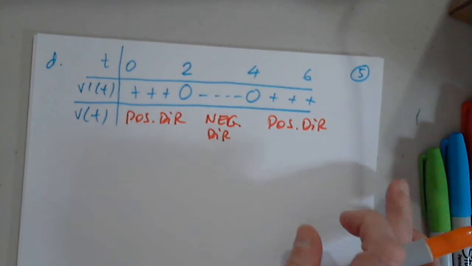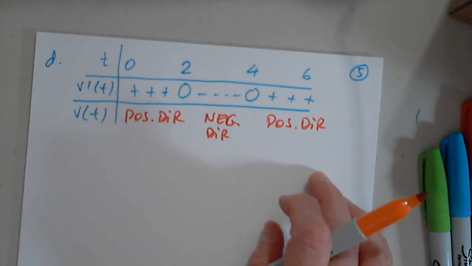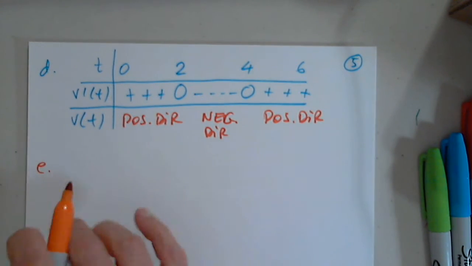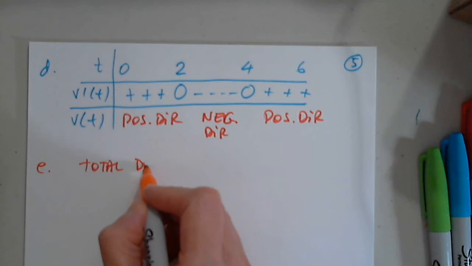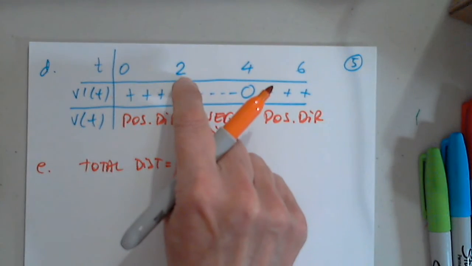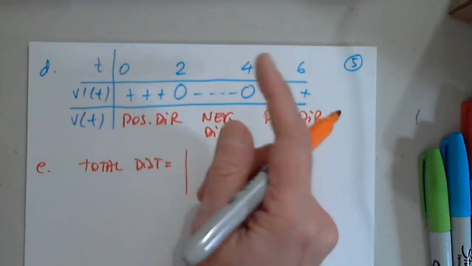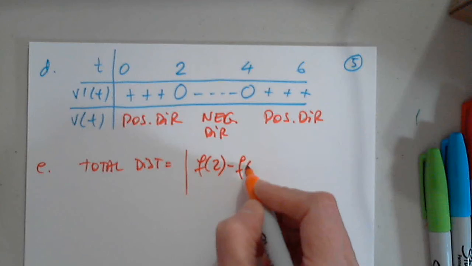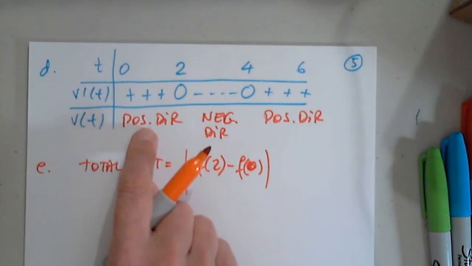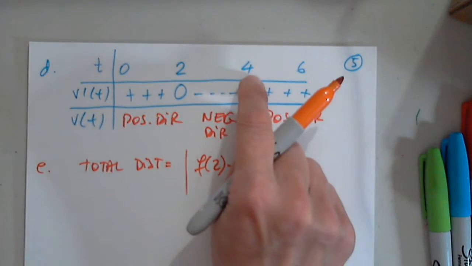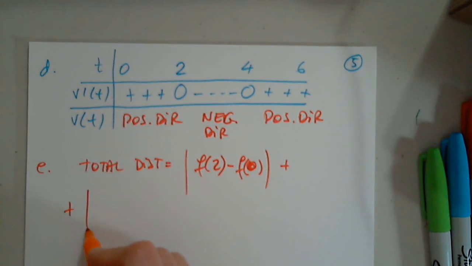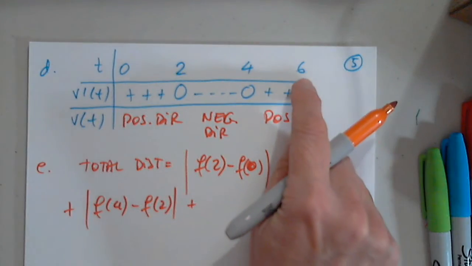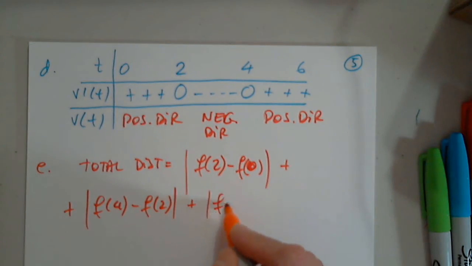We had two problems like this in class. I'm hoping, again, I always hope that my students go back and redo them after class. So in part E, the total distance is S of 2, or F of 2 if you want, it's the same thing, F of 2 minus F of 0, when it goes to the positive direction, plus F of 4 minus F of 2 in absolute value, and plus F of 6 minus F of 4.